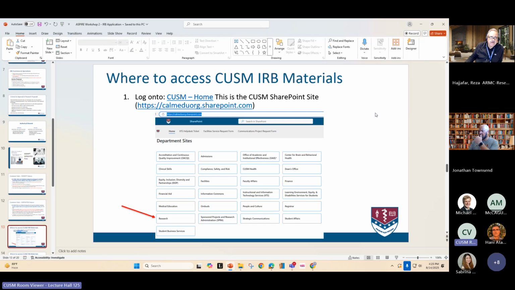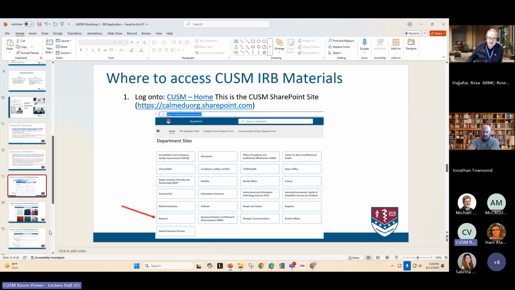When you go on our website, this is where you're going to find all of your materials. This is where you're going to find the application materials. It's available publicly for our community, our CUSM community, as well as our clinical partners. I put some arrows here. You're going to go to our CUSM homepage. And under the homepage, there's a box here that says research. I want you to click that.